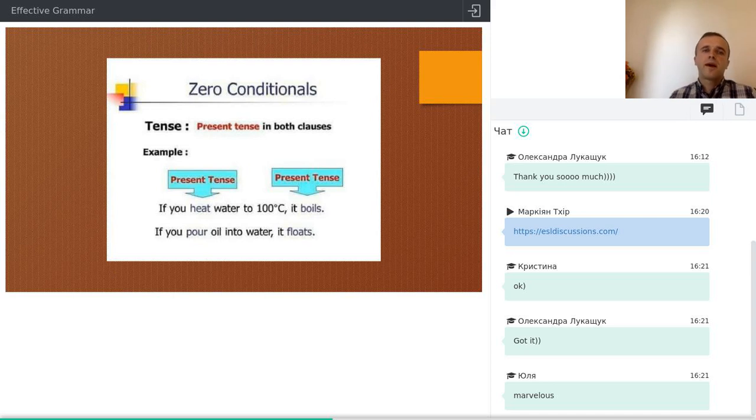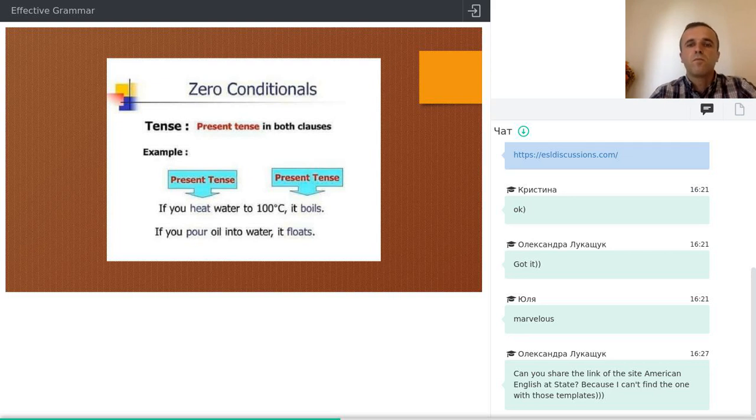Also, don't forget about the zero conditionals. Of course, zero conditionals are not used very often, but they could be in tests, in any tests, and your aim is to give all the necessary information to the students, and you can give them these materials.